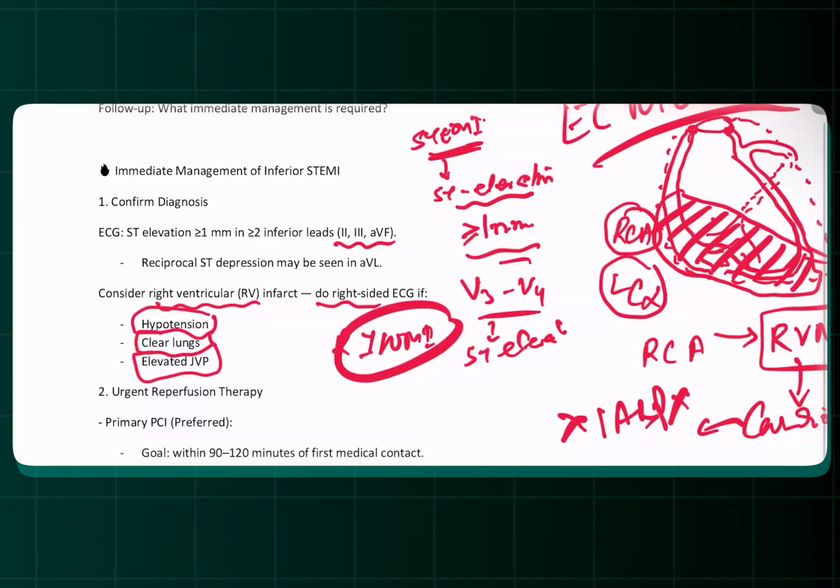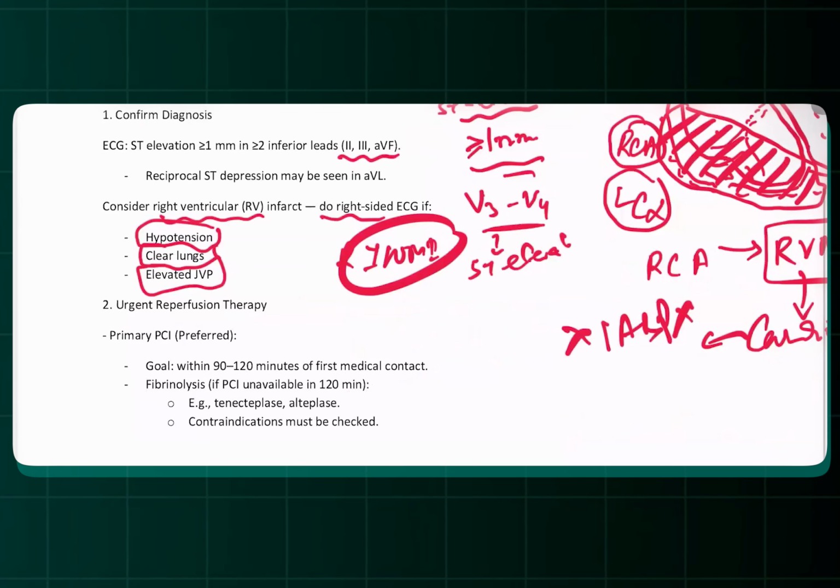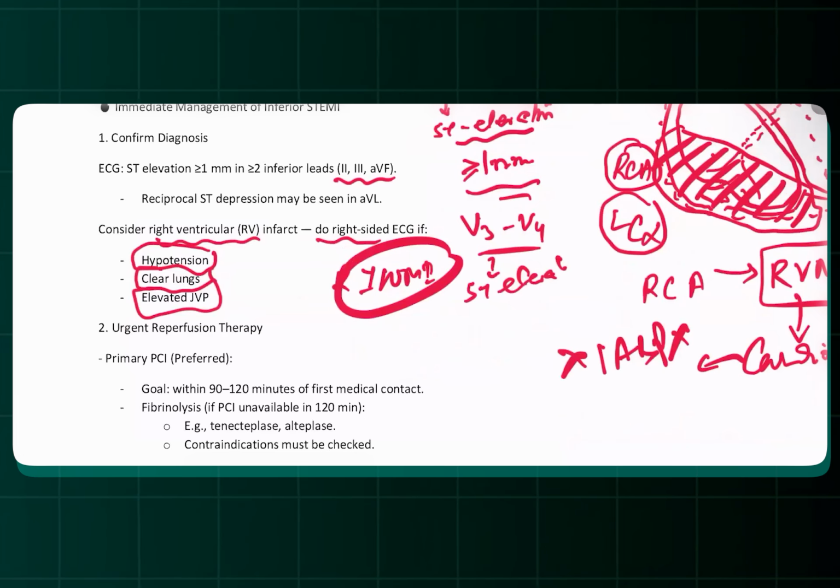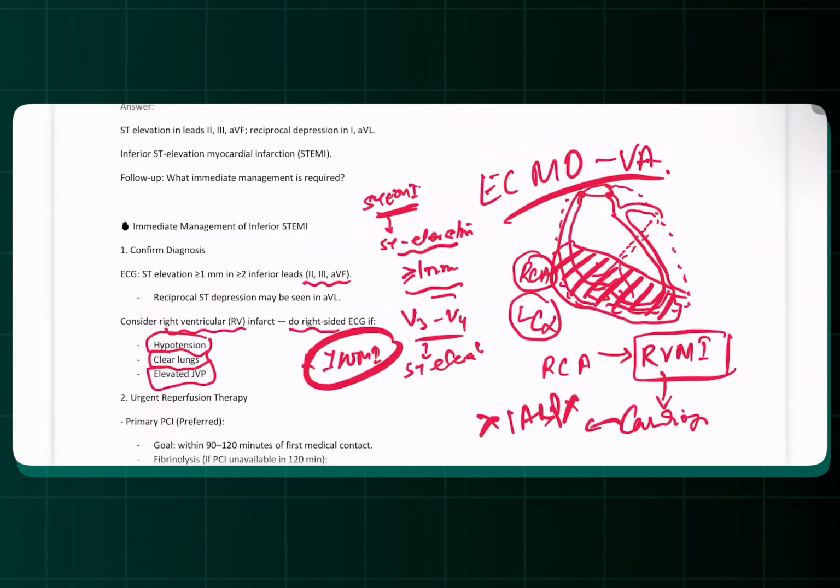So, plan for PCI or thrombolysis. How do you do that? The PCI has to be done within 90 to 120 minutes, that is up to 2 hours of first medical contact. If you are not able to do it in 120 minutes, then you have to thrombolyse the patient. In those cases, the data is the same for thrombolysis or PCI. Both of them are beneficial. But the problem is, for thrombolysis, you have to go through the checklist of contraindications.